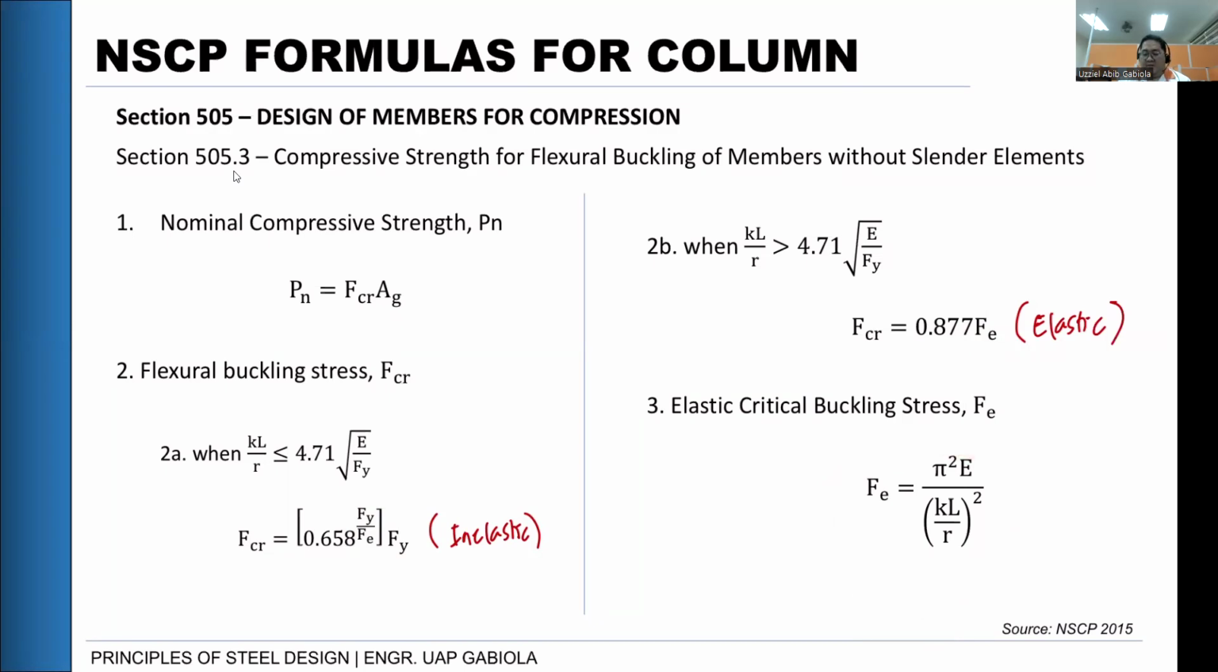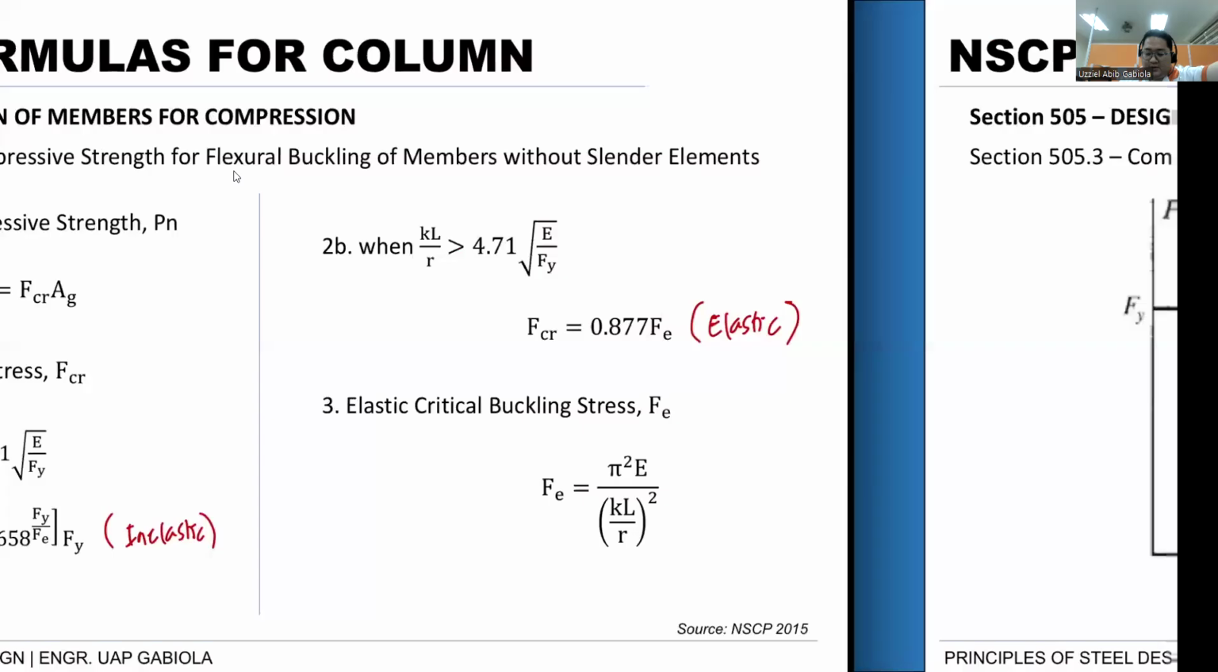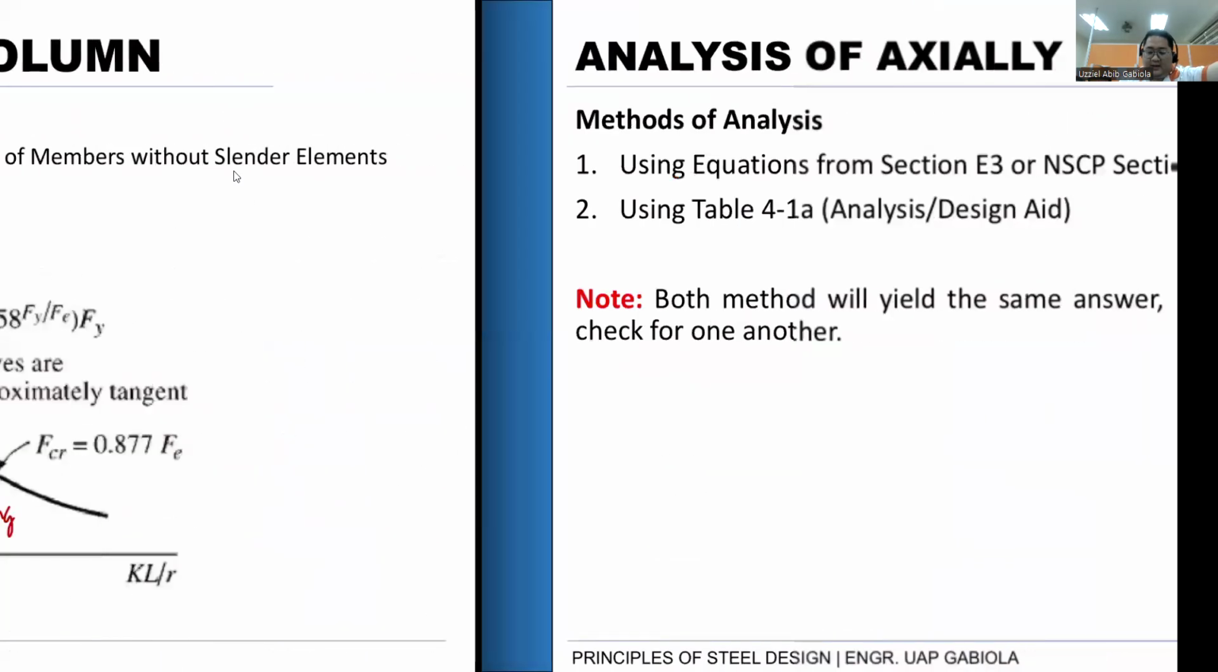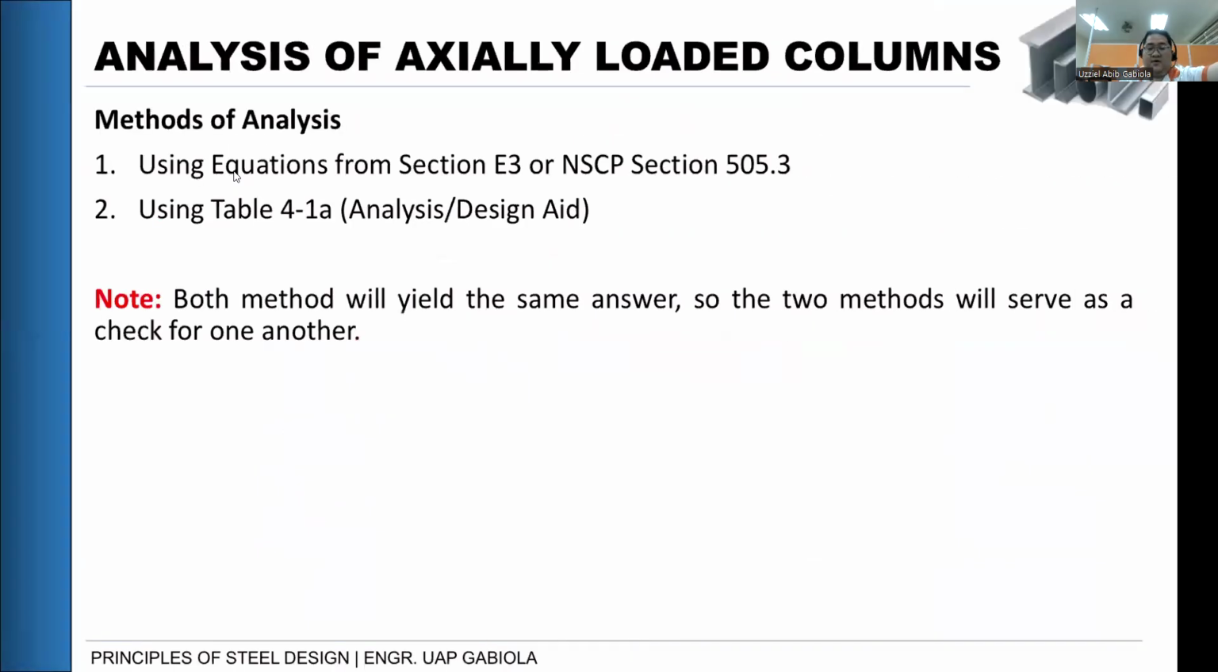Kaya, again, nagkakaroon ng mga reduction yan to account for the variances that happen whenever our column or our W shape are fabricated and used, ano? Dun sa, as our member para dun sa moment resisting frame natin. Okay? So, now we will be moving forward sa pag-analyze ng actually loaded columns natin.